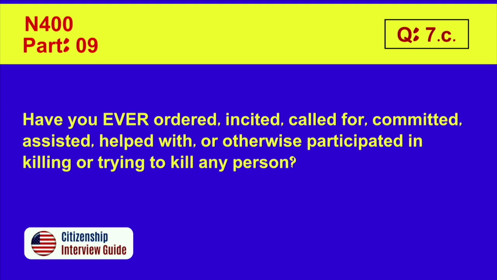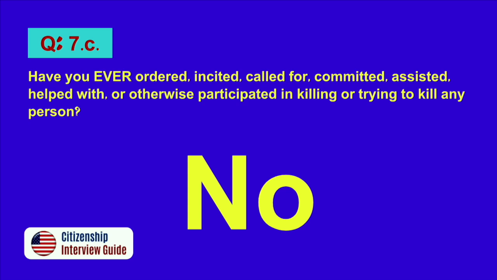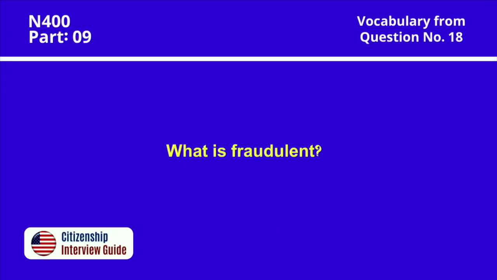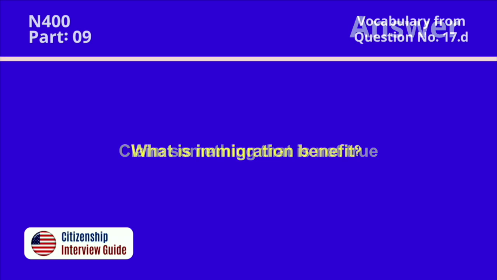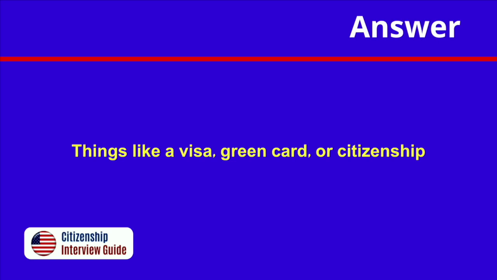Have you ever ordered, incited, called for, committed, assisted, helped with, or otherwise participated in killing, or trying to kill any person? No. What is fraudulent? Claim something that is not true. What is immigration benefit? Things. Like a visa, green card, or citizenship.